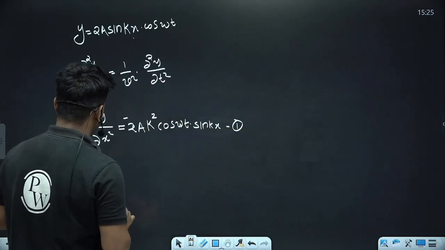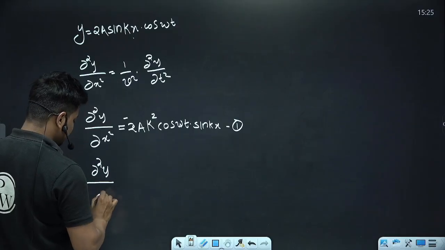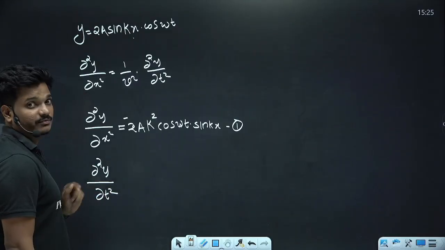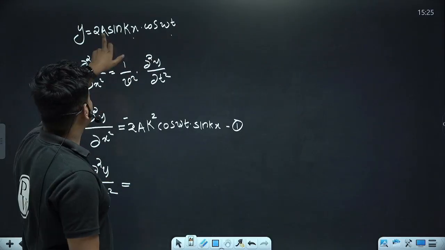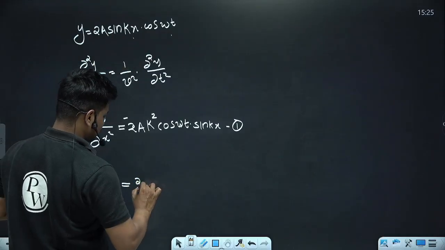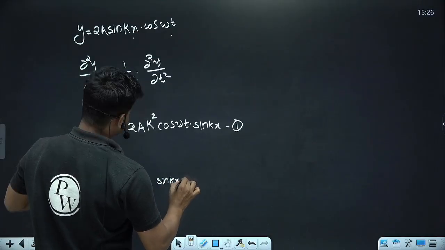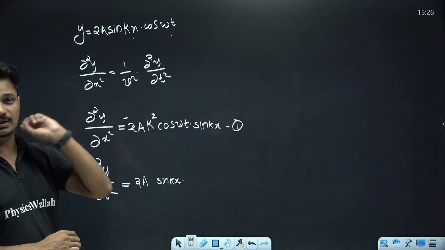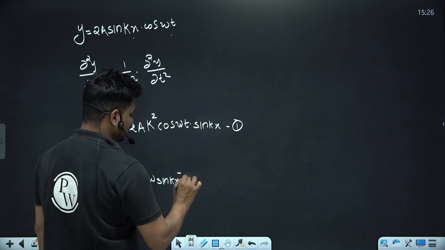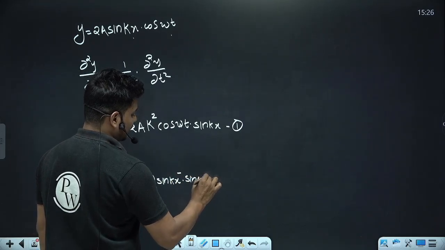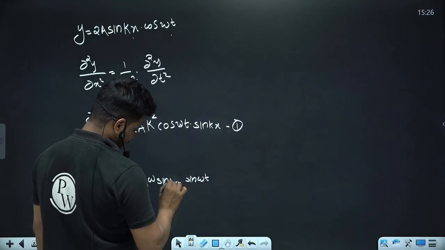The next step is the double differentiation of this displacement equation with respect to time. So this term, 2a into sin kx, will be constant. Then differentiation of cos omega t gives minus omega into sin omega t. We need the double differentiation.